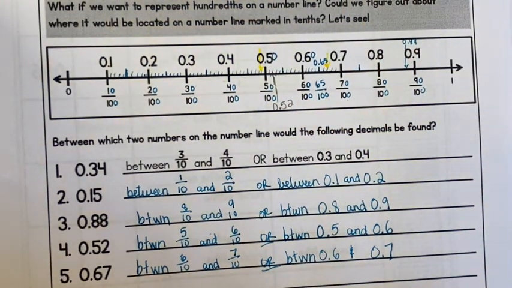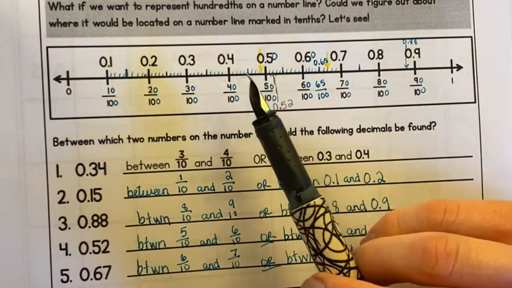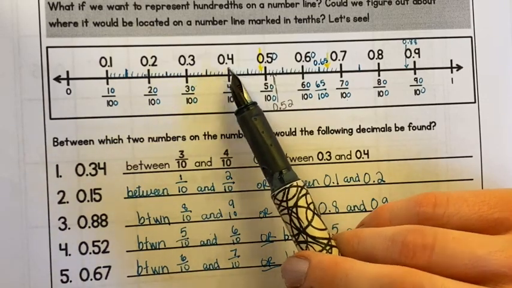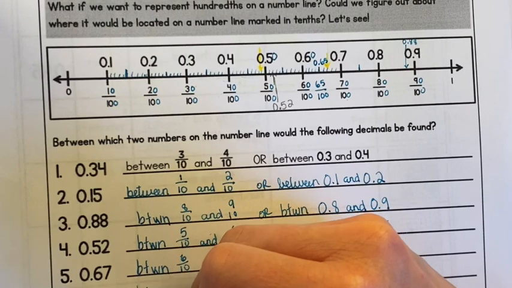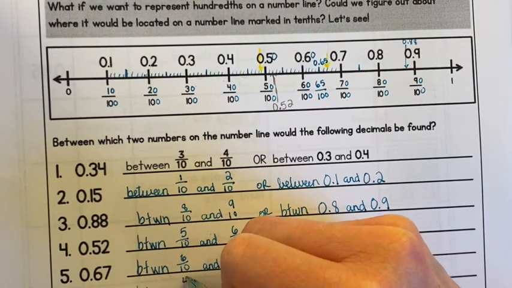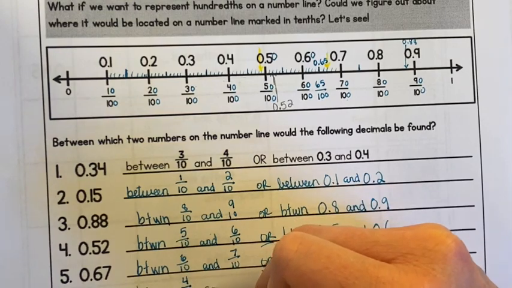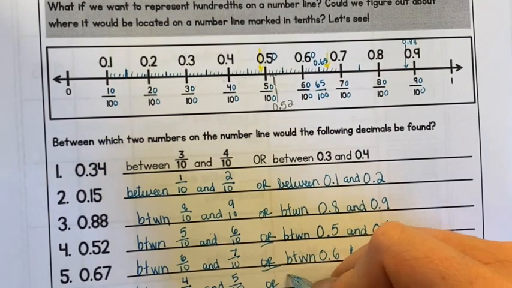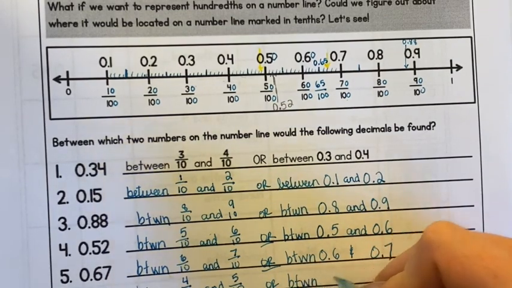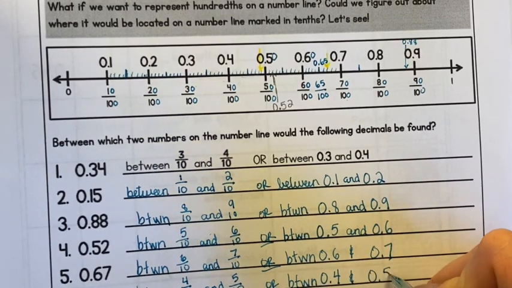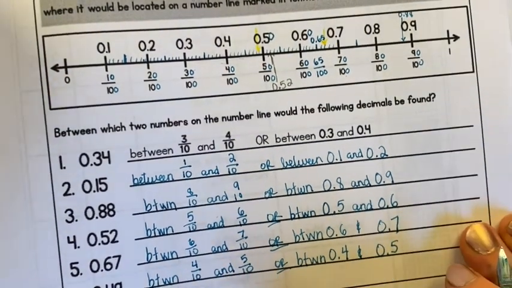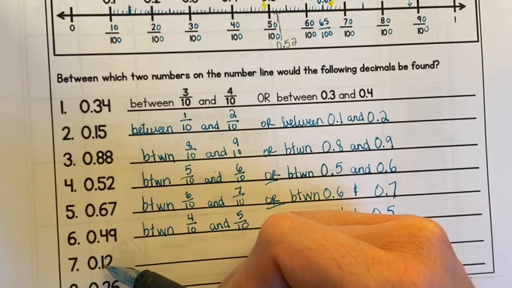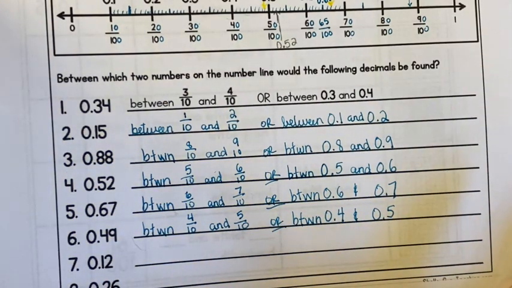Right where that yellow is. I hope you can see that on my camera. So 0.49 is going to be in between 4/10 and 5/10, or 0.4 and 0.5. Between 4/10 and 5/10, or between 0.4, because that means the same thing, right? Oh, and 0.5 in math language.